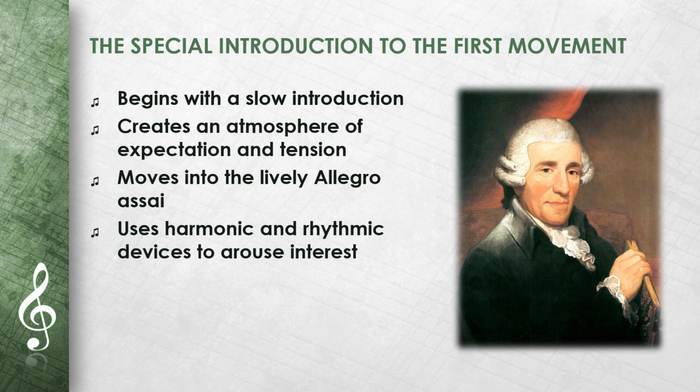The first movement begins with a slow introduction, characteristic of Haydn's late symphonies. This introduction creates an atmosphere of expectation and tension before moving into the lively allegro assai. Haydn skillfully uses harmonic and rhythmic devices to arouse the listener's interest and prepare for the main section of the movement.